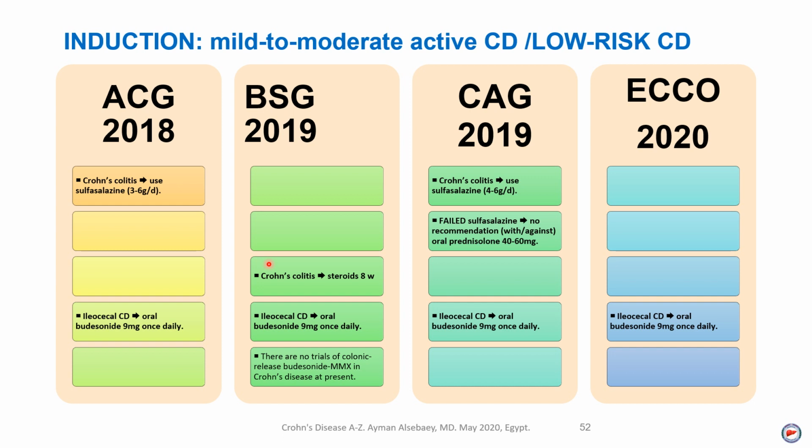Which type of budesonide should we use? If you remember in the UC lecture, we have said that we have two types of budesonide: the conventional budesonide, which releases its drug in the ileocecal region, and the budesonide multimatrix, the new one, which releases its drug in the terminal ileum and whole colon. The BSG said in its recommendations that there are no trials for the budesonide MMX, so don't use it.